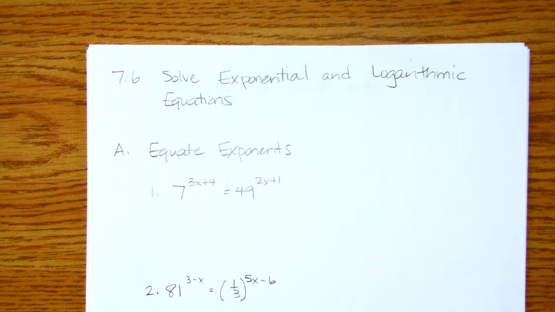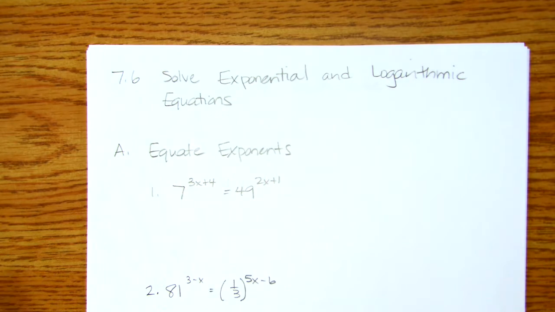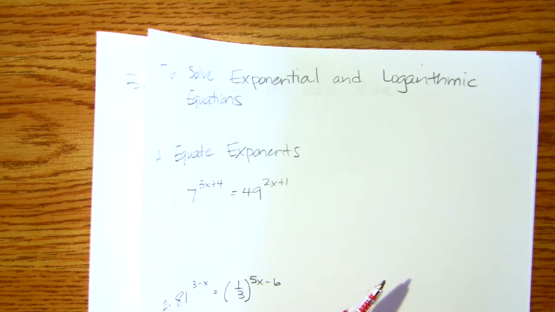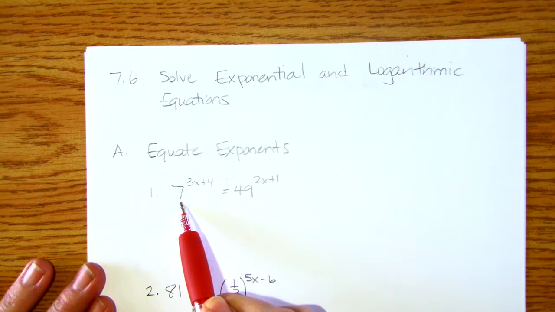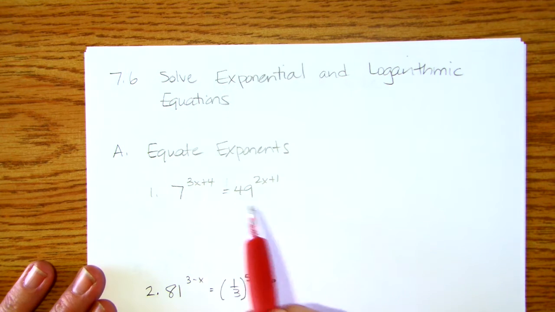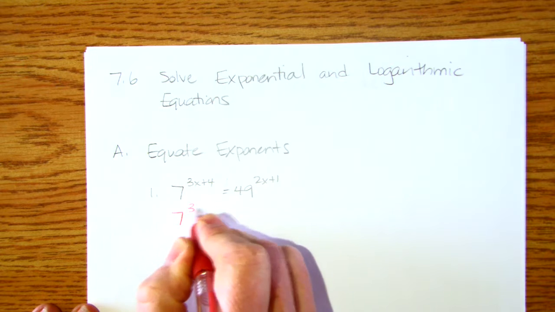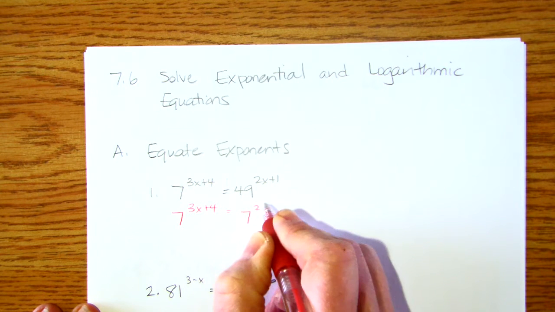Section 7.6 for Algebra 2, solve exponential and logarithmic equations. There's several different sections. I think there's 4. So I'm going to say, let's just equate the exponents. So here I have 7 to the 3x plus 4 equals 49 to the 2x plus 1. Well, I can leave this as is, and I can write 49 as 7 squared.